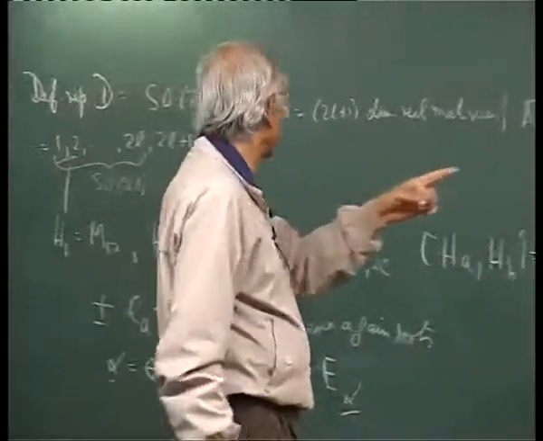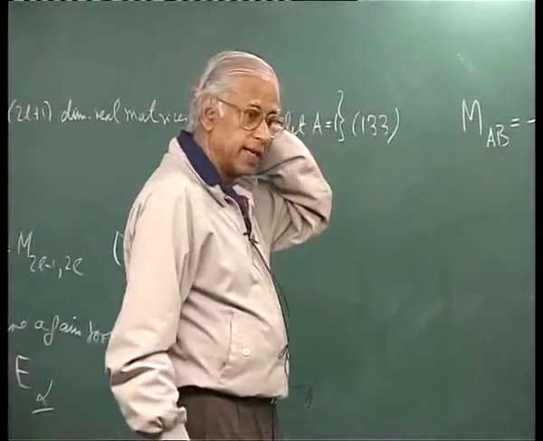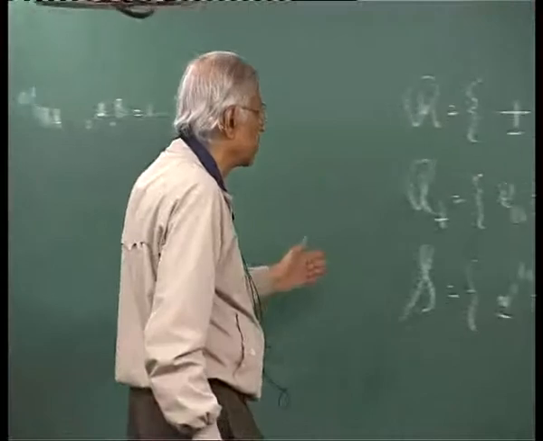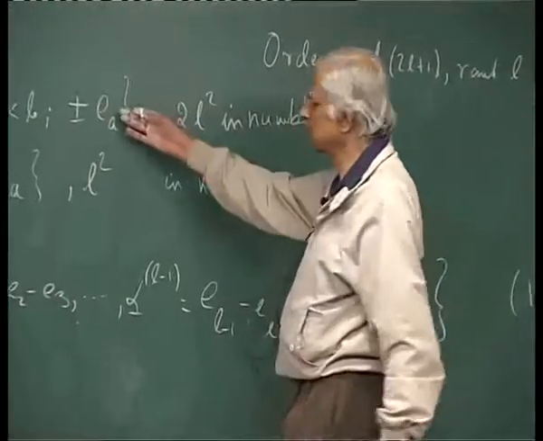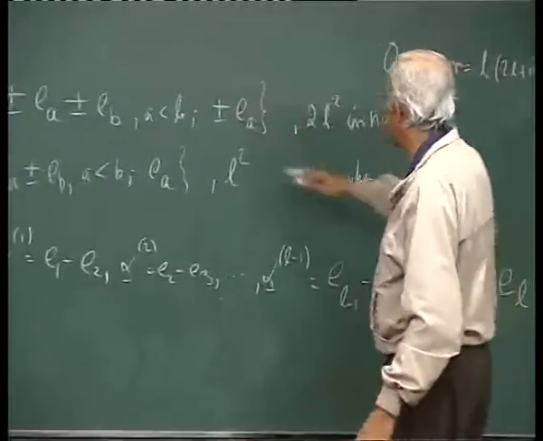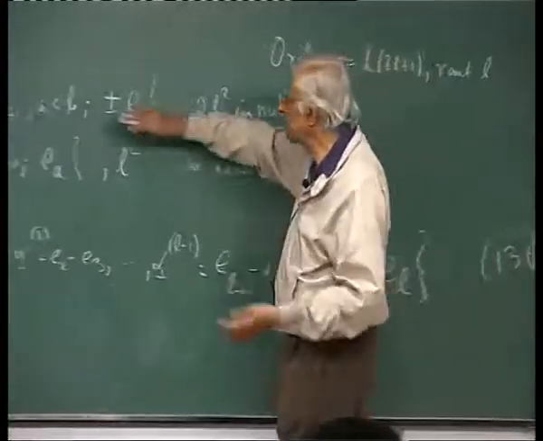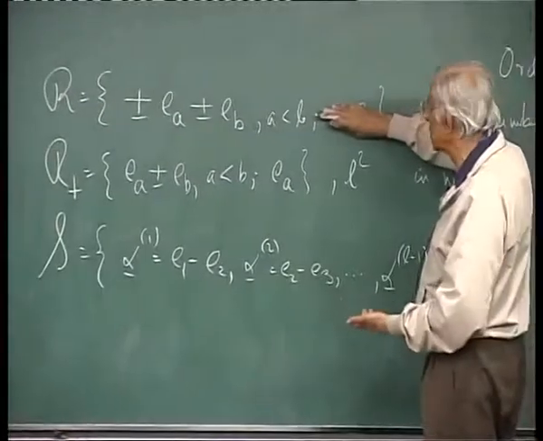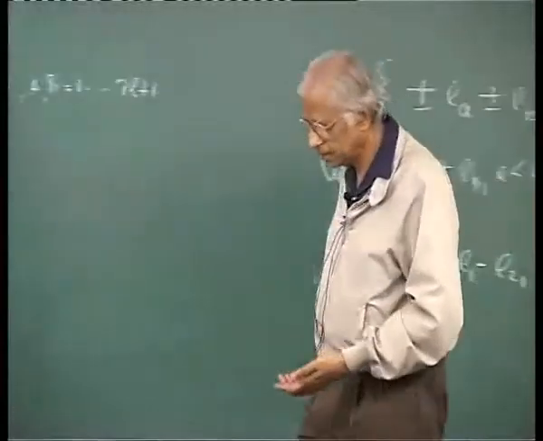What was it for the case SO2L? E_{L-1} plus E_L. Here it happens to be this E_L itself, and this is one of the roots. In the previous case, E_L wasn't even a root, because in the previous case the roots were just these. So individual E's were never among the roots. Here individual E's are also among the roots.